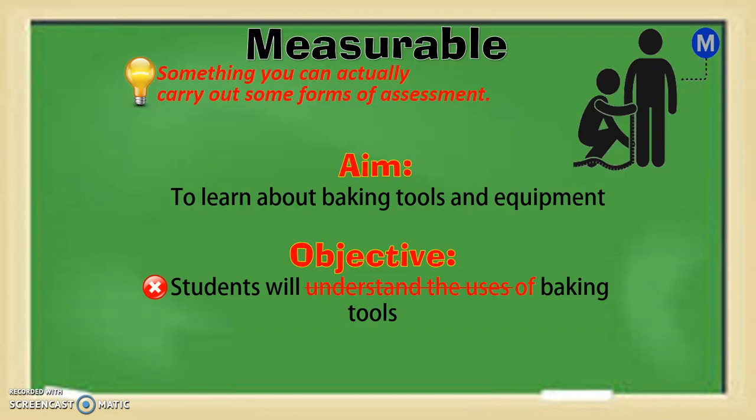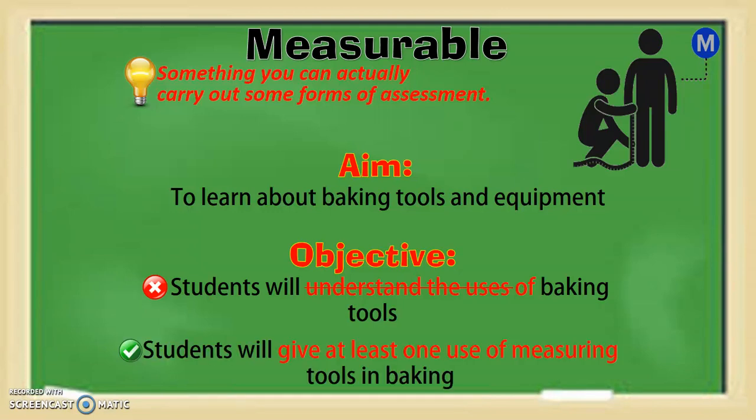But with the word understand, we have no way to test whether a student has understood something. So, we can change this to students will give at least one use of the measuring tools in baking. In this way, students will state a function of the measuring tools and you can check that it is correct.